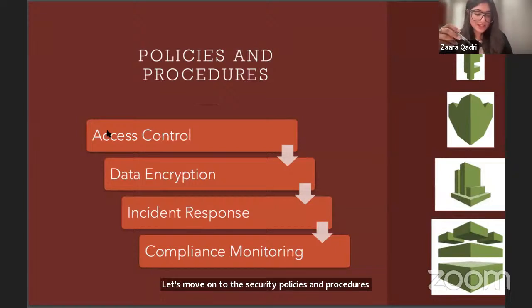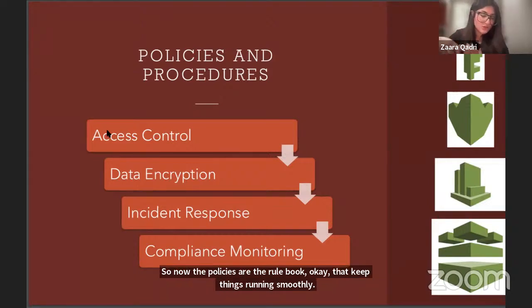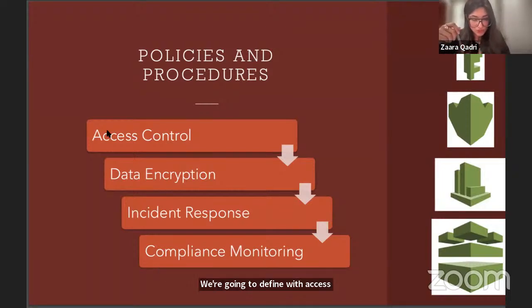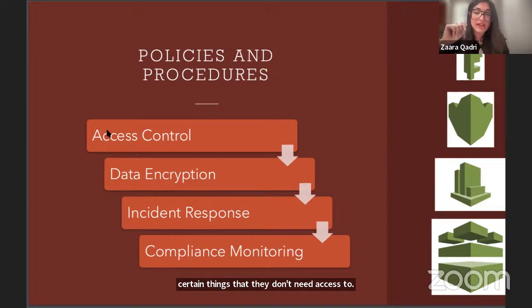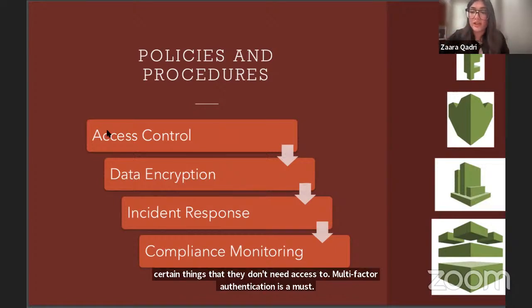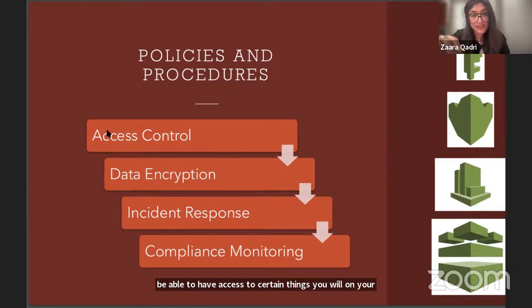So now the policies are the rule book that keep things running smoothly. With access controls, we define who gets access to what. This is where in AWS specifically, you can use IAM, Identity and Access Management. We set up the roles with least privilege that you need. We don't want anyone having access to certain things that they don't need access to. Multi-factor authentication is a must. To be able to have access to certain things, you will have MFA set up on your various devices, not just on one device.